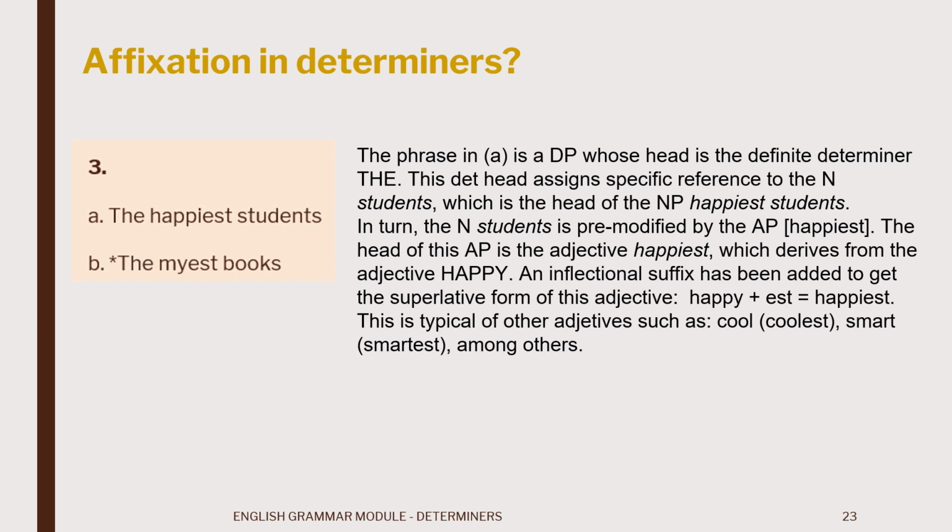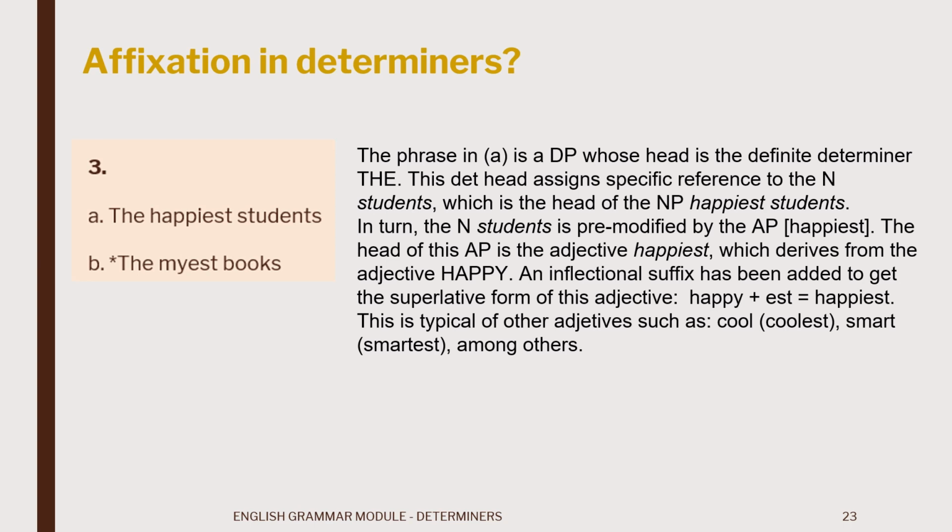The phrase in A is a DP, whose head is the definite determiner the. This determiner head assigns specific reference to the noun students, which is the head of the NP happiest students. As you can see, this NP includes the adjective happiest. That is, in turn, the N students is pre-modified by the AP happiest. The head of this adjectival phrase is the adjective happiest, which derives from the adjective happy.